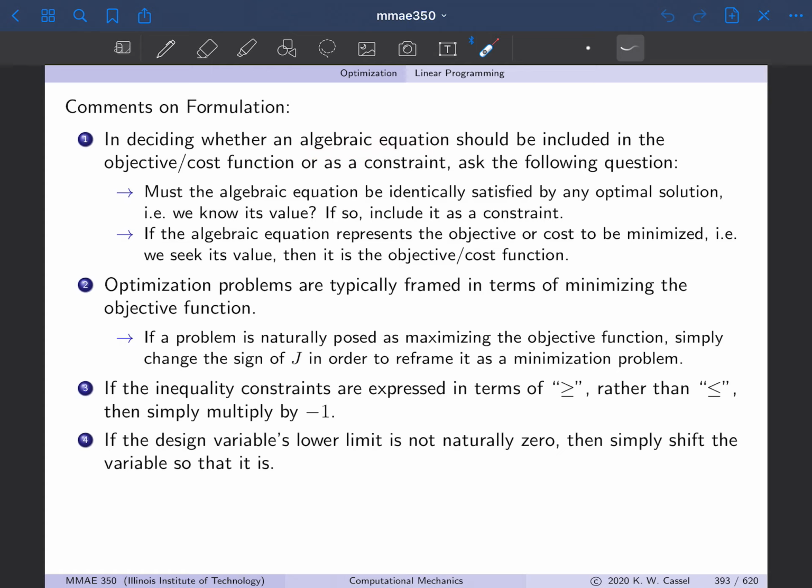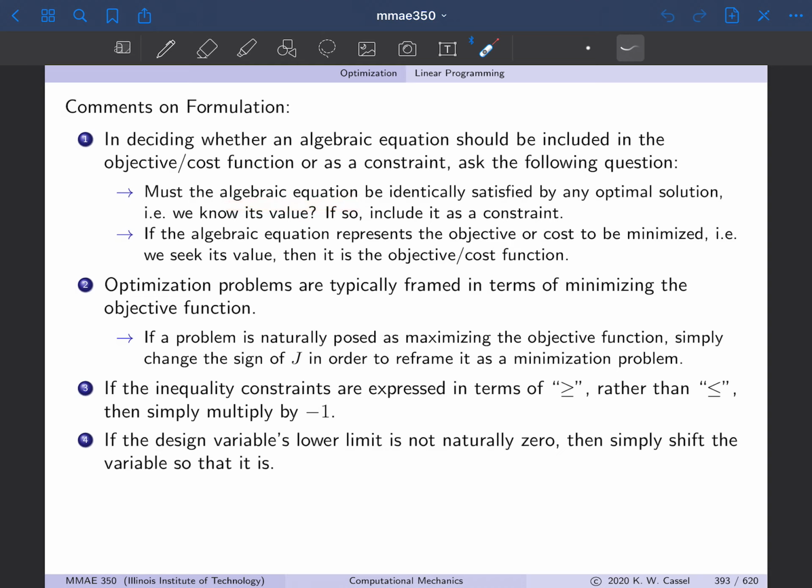And so just simply ask yourself the question about that particular algebraic equation. For each one, typically you'll have more than one. So for each algebraic equation, just ask yourself the following simple question: is it true that the algebraic equation has to be satisfied? If it has to be satisfied identically, then it must be a constraint.